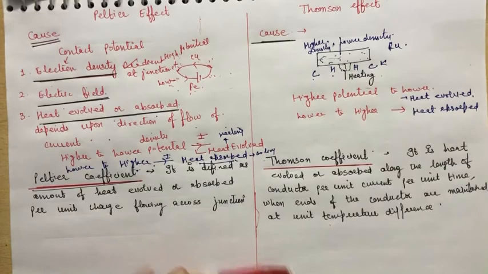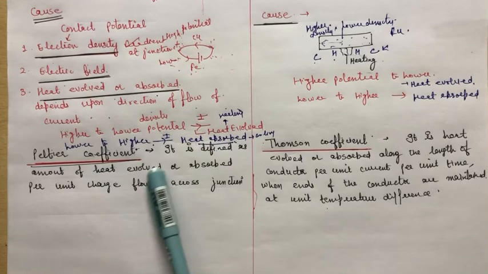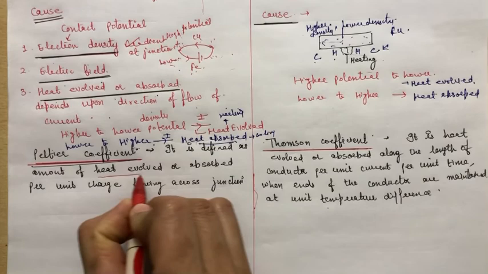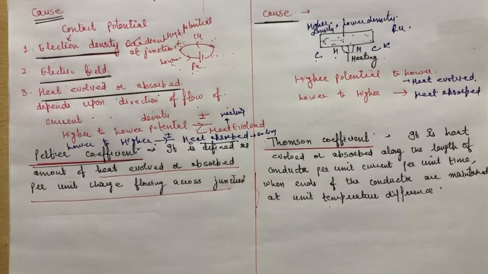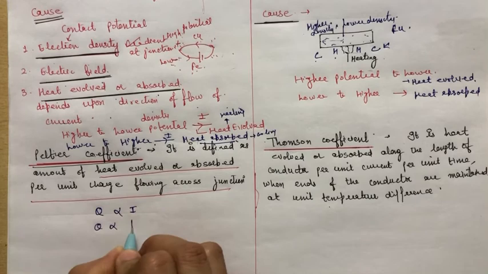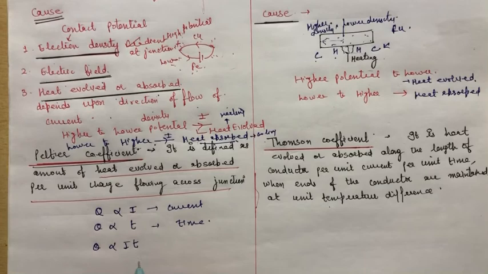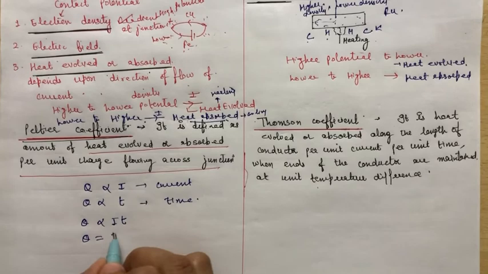Then about the Peltier coefficient, that is also important. Peltier coefficient and Thomson coefficient, what are these? The Peltier coefficient is defined as the amount of heat evolved or absorbed per unit charge flowing across the junction. Heat absorbed or evolved, that is Q, depends upon current I and also upon time t. So Q is equal to I t, or with a constant of proportionality, Q = pi I t. So pi is equal to Q over I t.